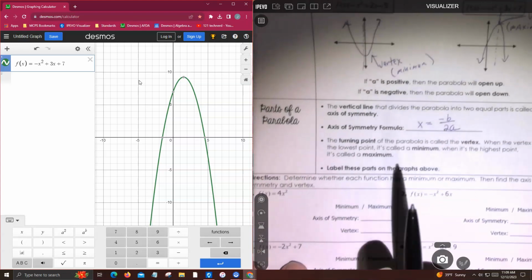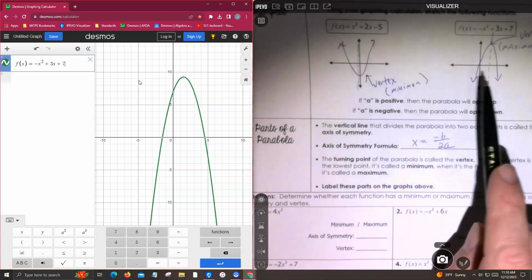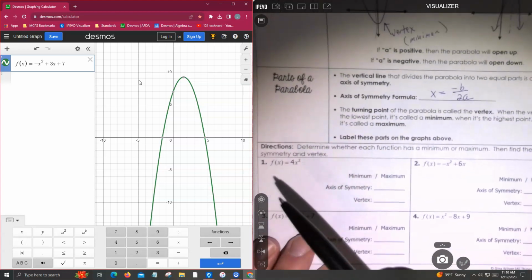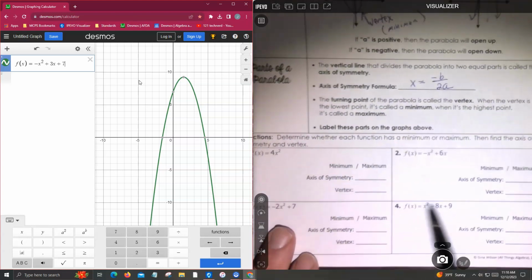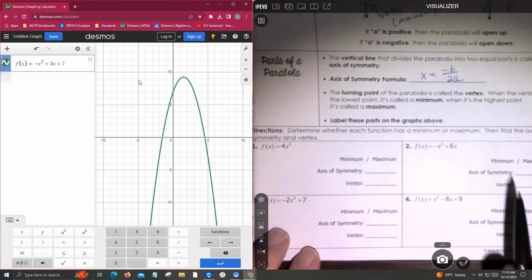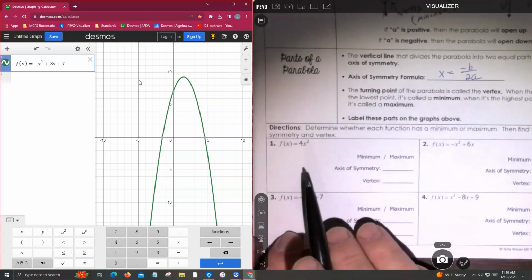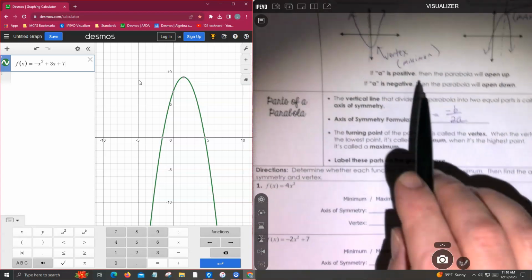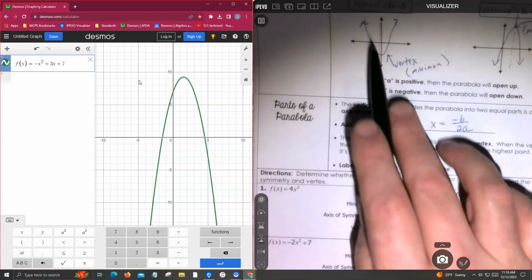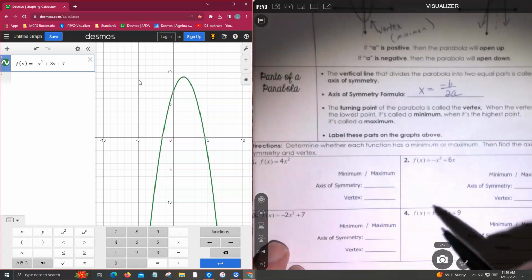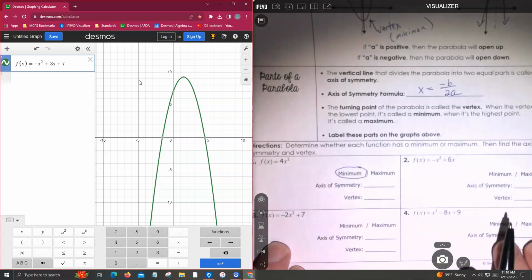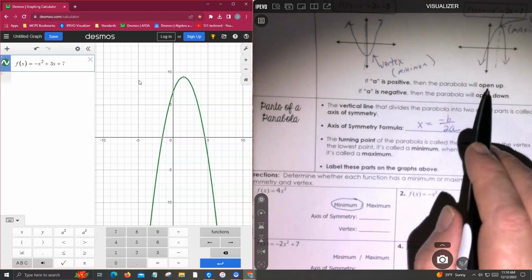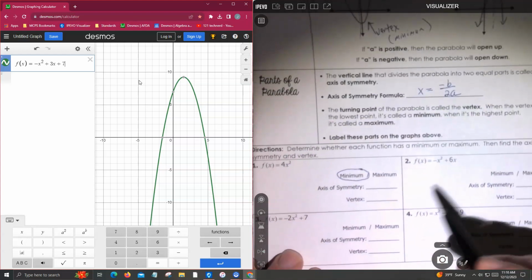So if you get the idea about a being positive or negative, at least one of these questions, the min or max, you can answer right away. Let's rip through these 4 real quick in terms of the min or max. Since a is positive, that means it's opening up, so this is a minimum. So I'm going to circle minimum. This one's negative, which means it opens downward, so it's a maximum.